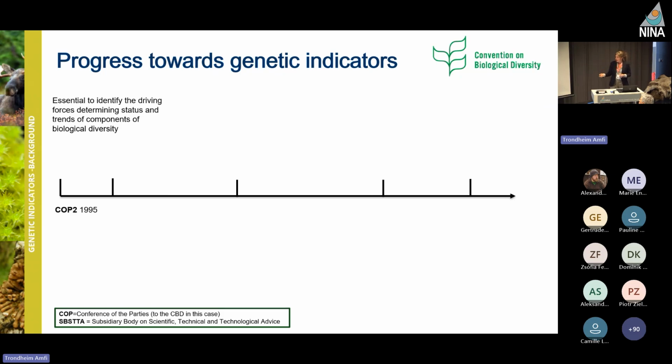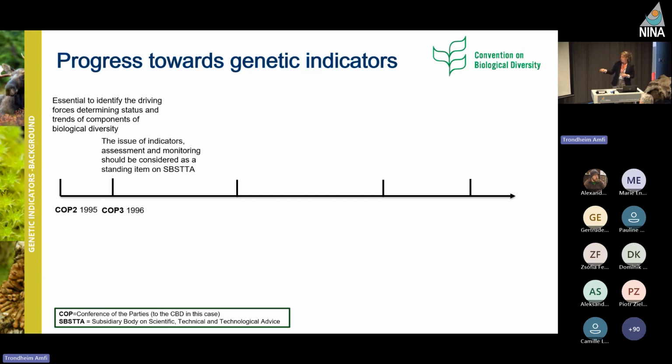Back at COP2, so the second COP in '95, there was some wording that it was essential to identify the driving forces determining the status and trends of components of biological diversity. And fast forward to COP3, the issues of indicators, assessment, and monitoring should be considered.